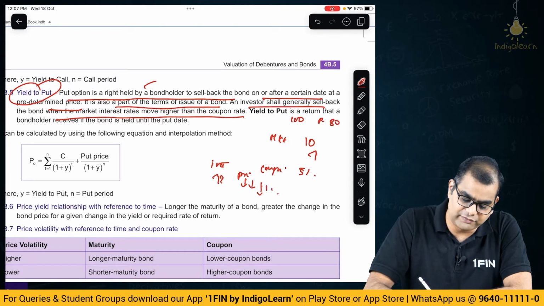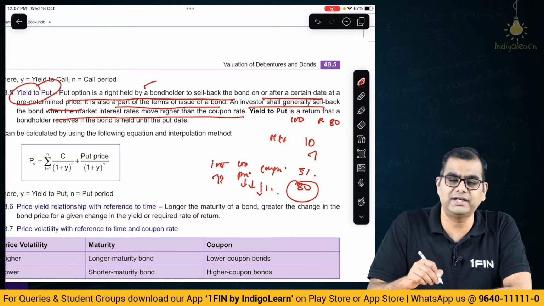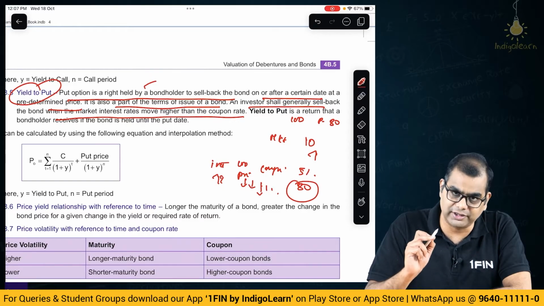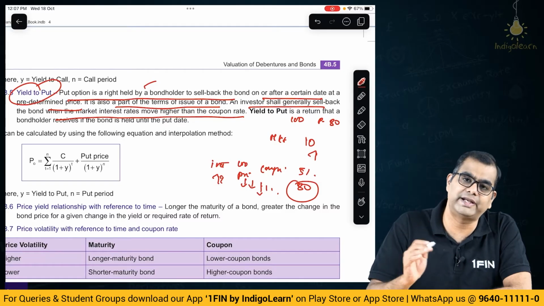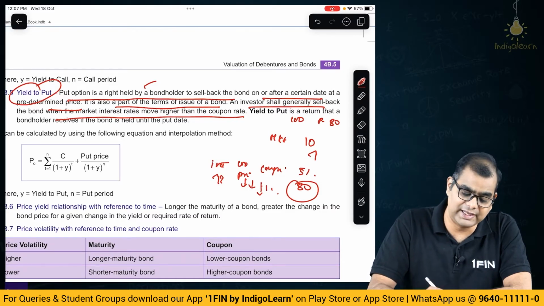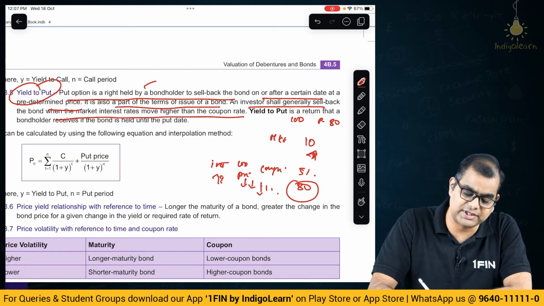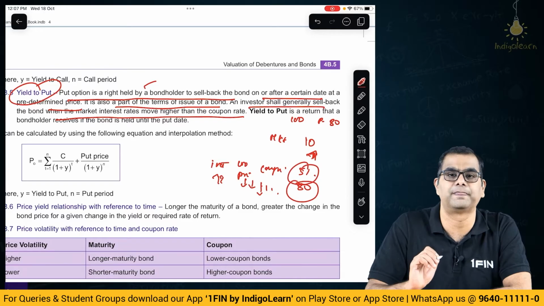So, the price keeps falling from 100, and the day it reaches 80, the existing bondholder is indifferent between having this bond at 80 or selling back to the company at 80, because once they sell it back to the company at 80, they will get that 80 and they can invest it at 10% or 11%, whereas if they keep it with this company, they will only get this 5%.